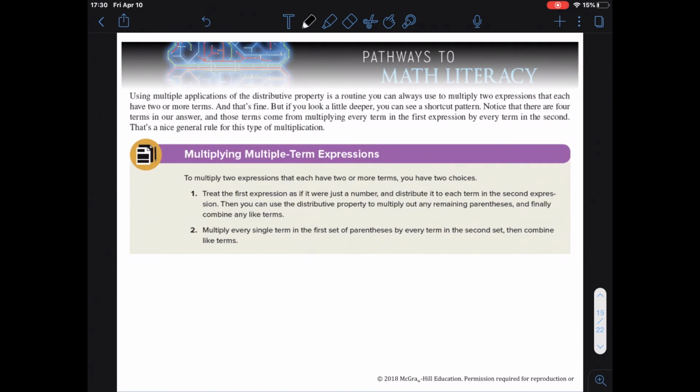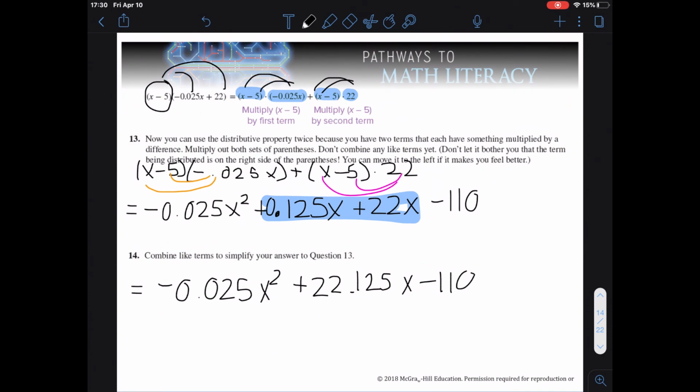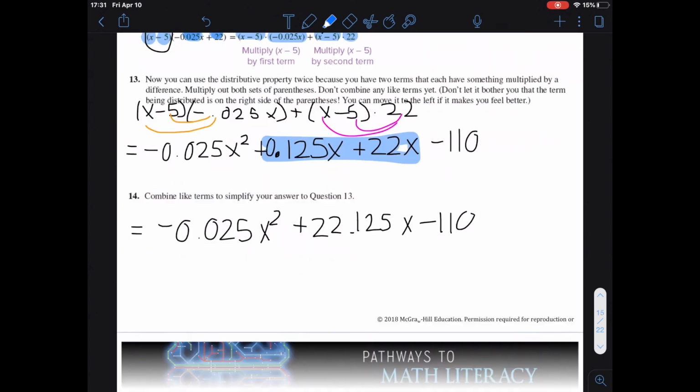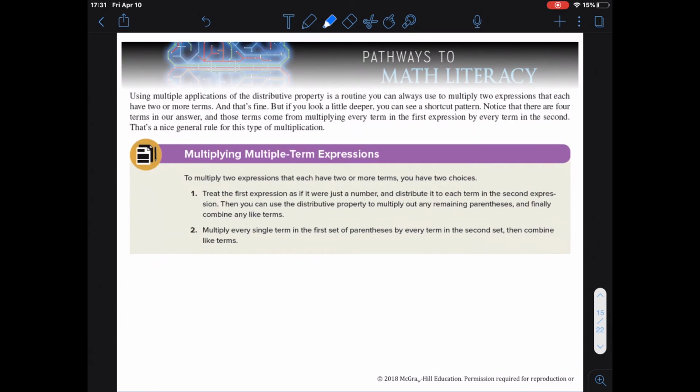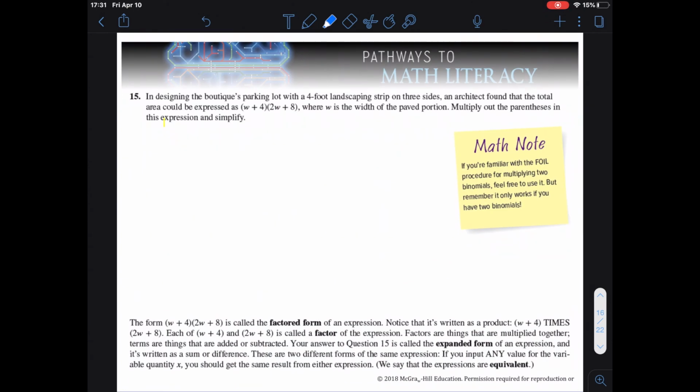So this process really, if you notice, the first expression, each piece in that factor is going to come in contact with the pieces in the other factor. So the x came in contact with both of these. The 5 also came in contact with both of these. So we can use this process to make that multiplication simpler. We also have another method that's called foiling. So I'm going to show that with this next problem.